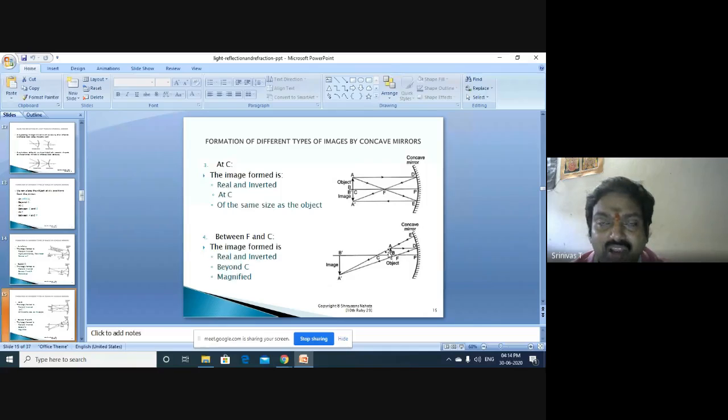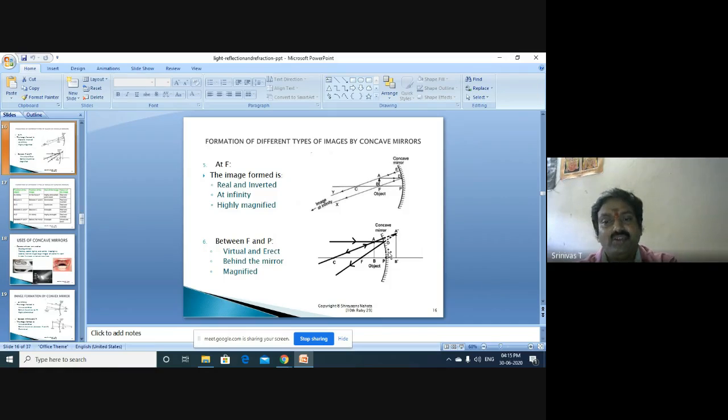So here, can we conclude something, students? We can see that the nature of the image is real and inverted. It is forming beyond C, that is, the center of curvature, and it is magnified. So far we didn't have the case of magnification. So now the image is magnified. Next, exactly at the focus. That's what we are going to discuss, if the object is at the exact focus.